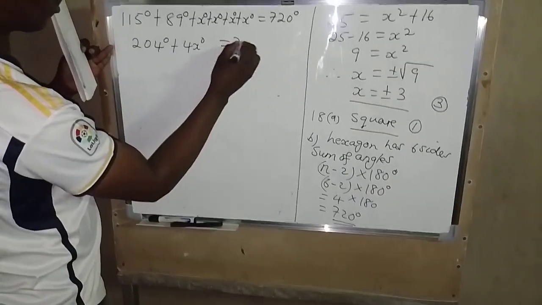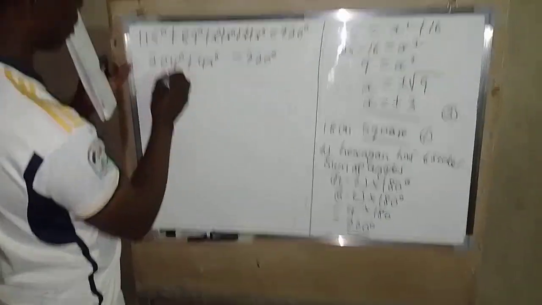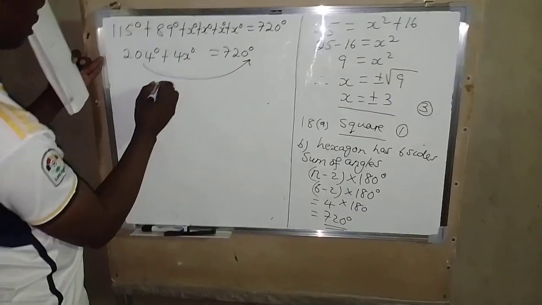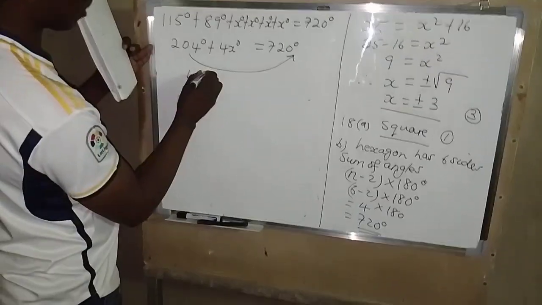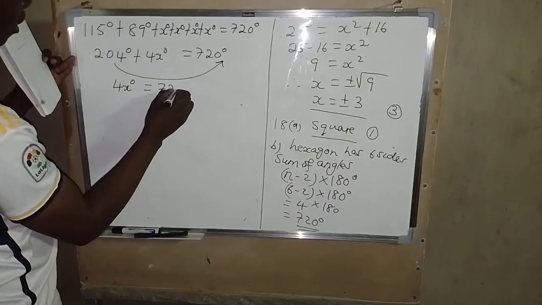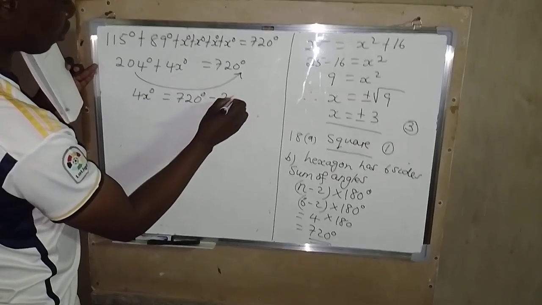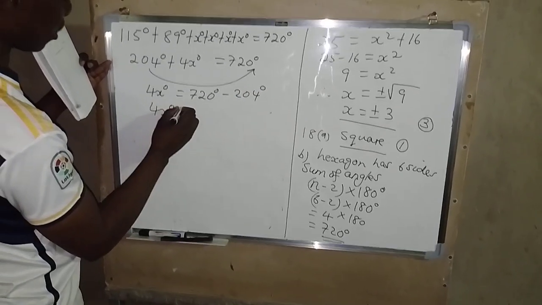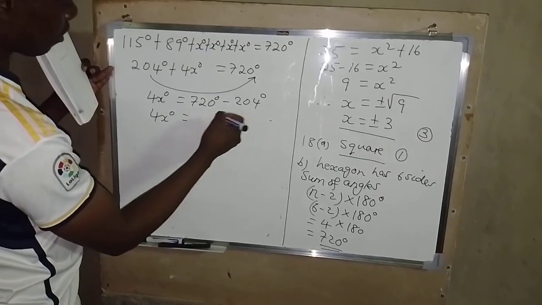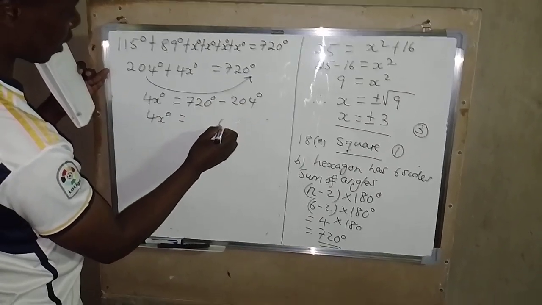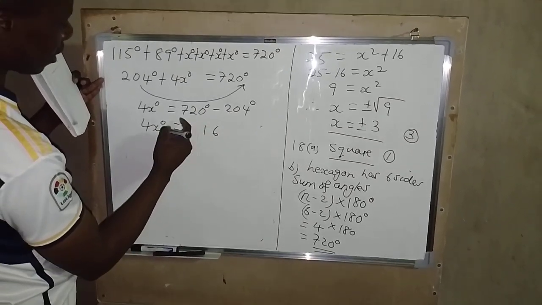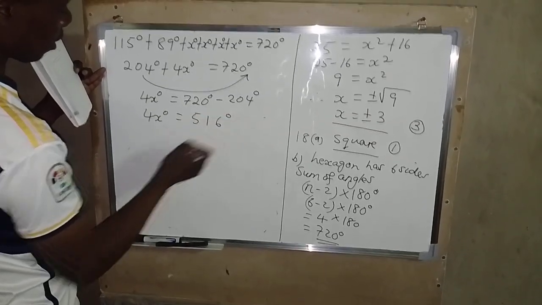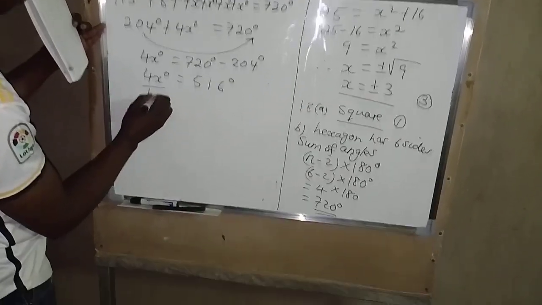Equals 720 degrees. Like terms, the 204 moves to this side. So we have 4x degrees equals 720 degrees, and it becomes minus 204 degrees. Therefore, 4x degrees is equal to 720 minus 204. Here we get 6, 1, 7 minus 2 gets 5. Then for x, we now divide both sides by 4.